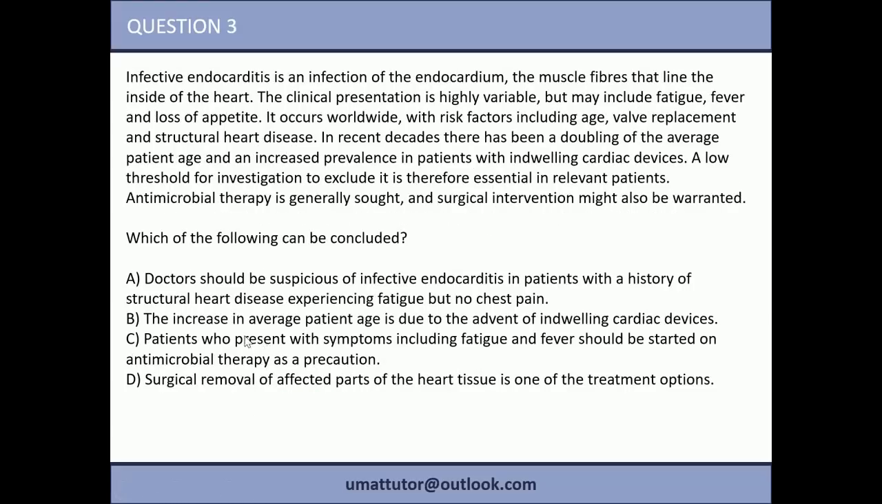Question 3. Again, just a pretty straightforward comprehension, so pause the video and take a minute to read through it and see if you can come to an answer. So the question is, which of the following can be concluded?